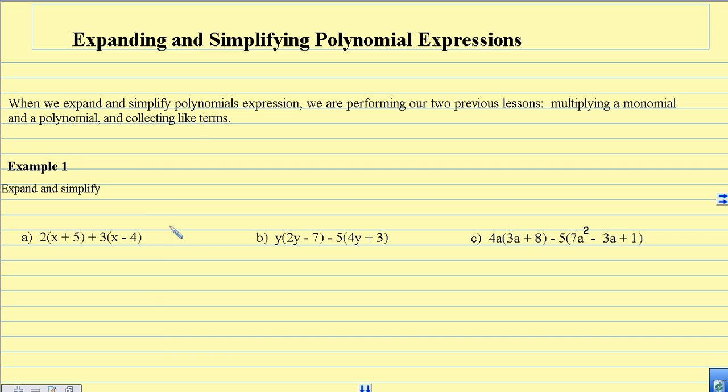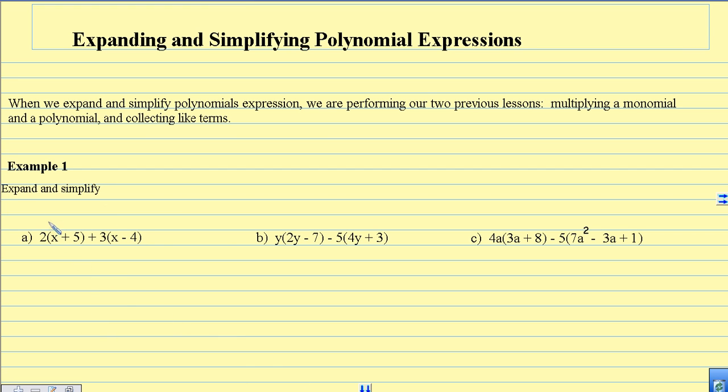Okay, so today we're going back to the previous two lessons to move on and expand on what we can do with polynomials. So we're going to be talking about expanding and simplifying polynomial expressions. When we expand and simplify polynomial expressions, we're basically performing the same as the last two lessons combined. So we're just going to go through a few examples here.